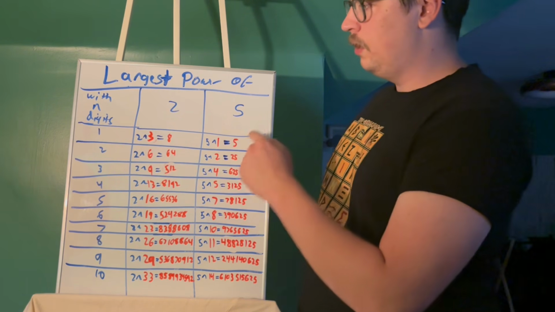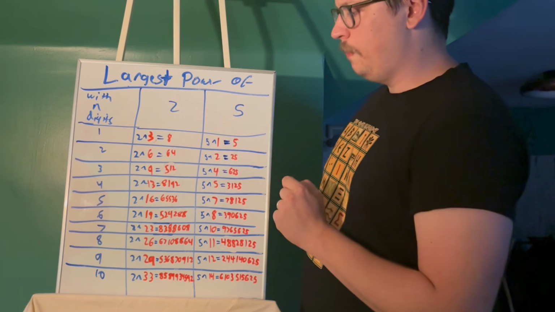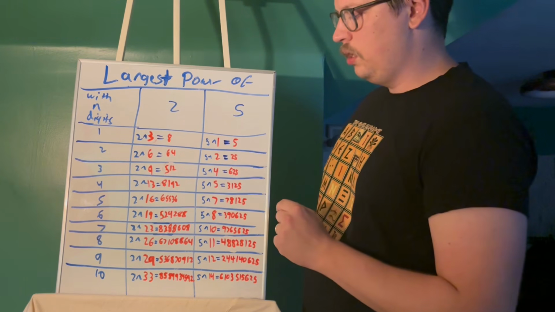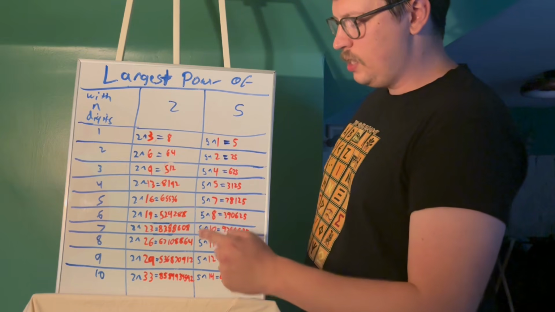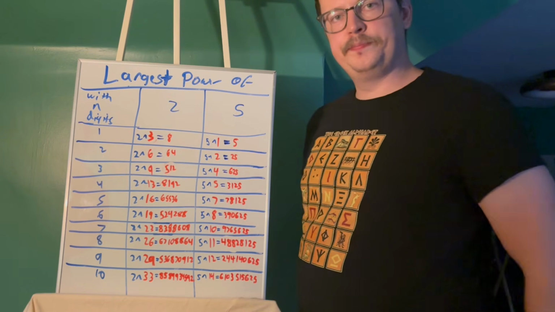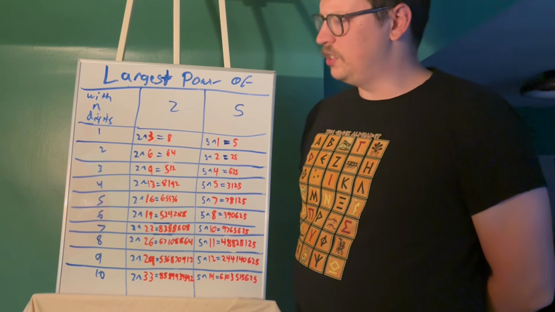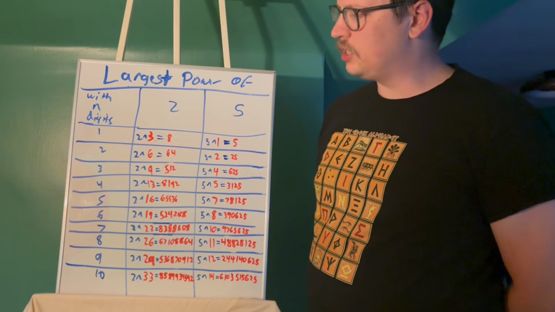For powers of 5, with 1 digit, it's 5 to the 1. For 2 digits, it's 5 to the 2. For 3 digits, it's 5 to the 4, then 5 to the 5, then 5 to the 7, 8, 10, 11, 12, 14. So what kind of question is this? I mean, it's just a list of random exponents.